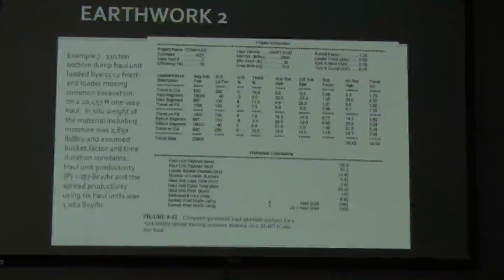Haul unit productivity, P, is equal to 177 bank cubic yards per hour, and the spread productivity using 6 haul units was 1,062 bank cubic yards per hour. This is computer-generated, basically a spreadsheet where they put in the formulas and pull the values down and come up with our productivity, our production rates.